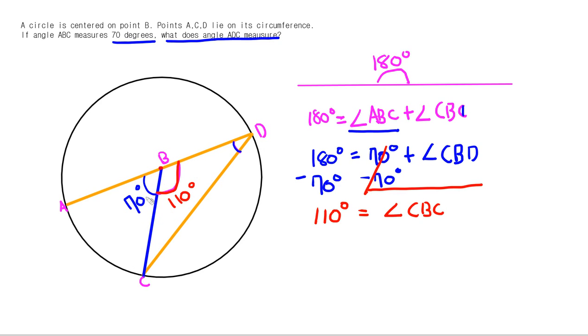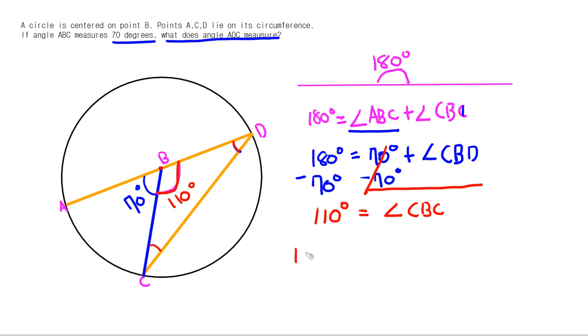And if you look at this triangle carefully, this is an isosceles triangle. The reason is that these two lines are the radius of the circle. So whatever the line is, the lengths are going to be the same. So we can see that line BD is equal to line BC because they're both radii of the circle. So we can see that these angles are the same, since this triangle is an isosceles triangle.